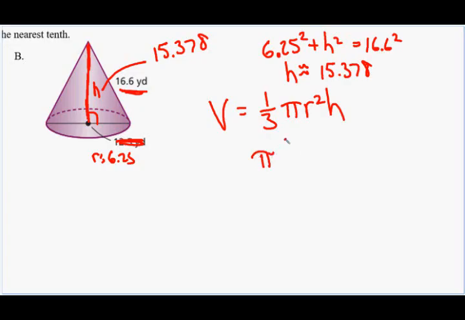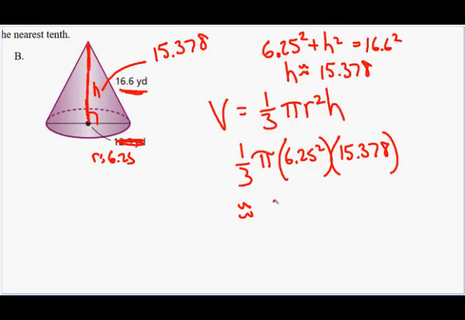So we're going to have pi times 6.25 squared, and then that's going to get multiplied by the 15.378. And the 1/3 is still lurking out there. You could just put a divide by 3 over all of this. And when we punch that into our calculator, we should get approximately 629.1 yards cubed.